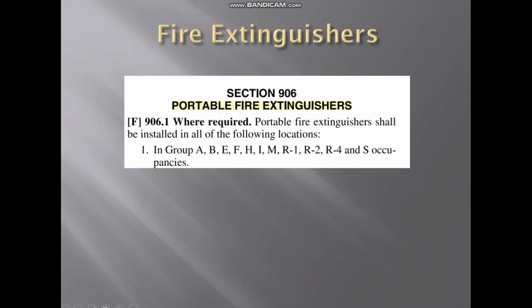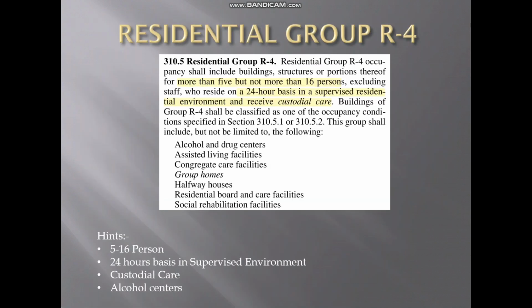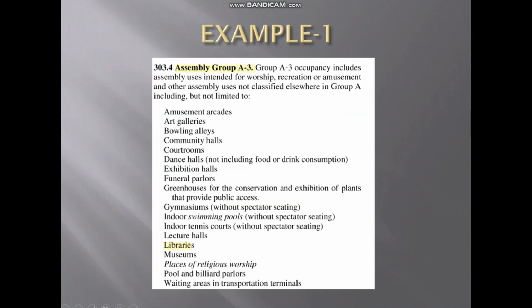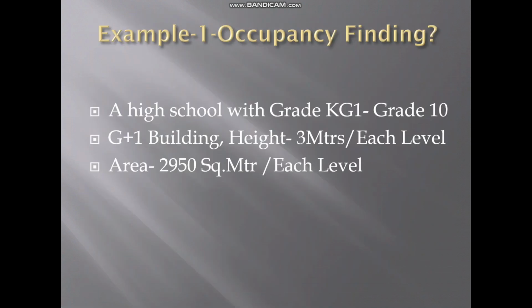And let's go to the fire extinguishers. So portable fire extinguishers shall be provided. The same things are there in chapter number 9, section 906. For the groups A, B, E, F, for mostly all the groups, they have mentioned that we have to provide the fire extinguisher, except R3. You can see R3 is a small occupancy, less than 2 dwelling units, less than 5 people. So these things are different. For R3, we don't need to provide the fire extinguisher. The condition is less than 5 people, less than 2 dwelling units. So for this condition, we don't need a fire extinguisher as per the International Building Code.